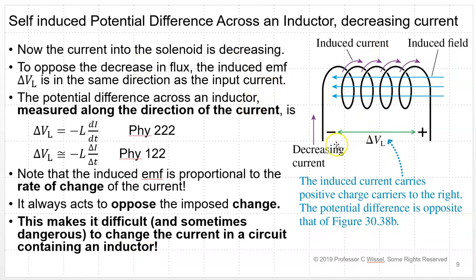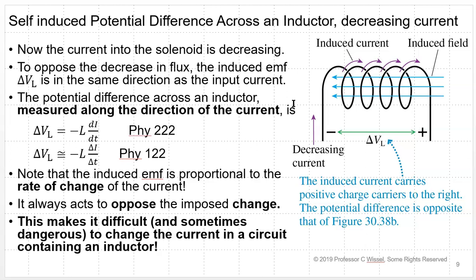Okay, now we're going to do the same thing, but we're going to make the current decrease. So now the current into the solenoid is decreasing. To oppose the decrease in flux, the induced EMF delta VL is in the same direction as the input current because it's trying to keep the flux from going away. So the original flux was off to the left, so the induced field will also be off to the left. So it's going to be in the same direction as the input current.